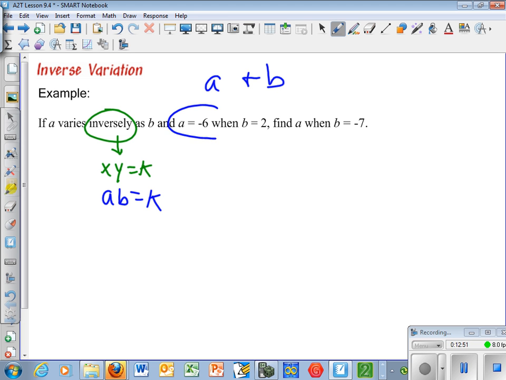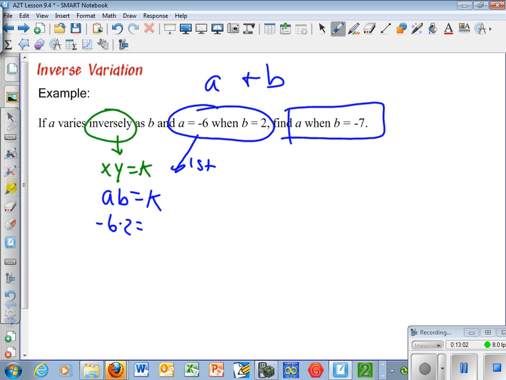Now, here's where I know both those variables. Here is where I'm trying to find a in this case, or one of them. So I want to use this first. So I'm going to say -6 times 2 is equal to k, because a is -6, b is 2. Well, so k is -12.